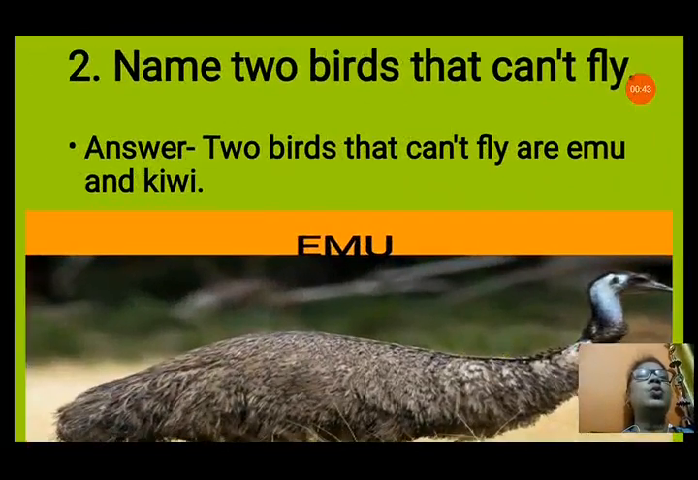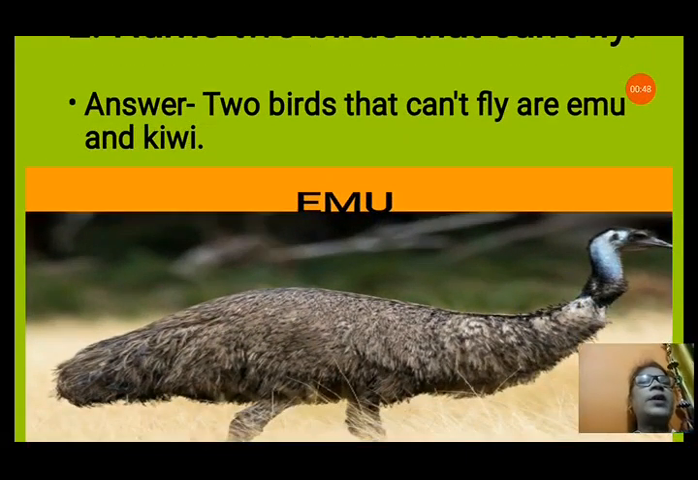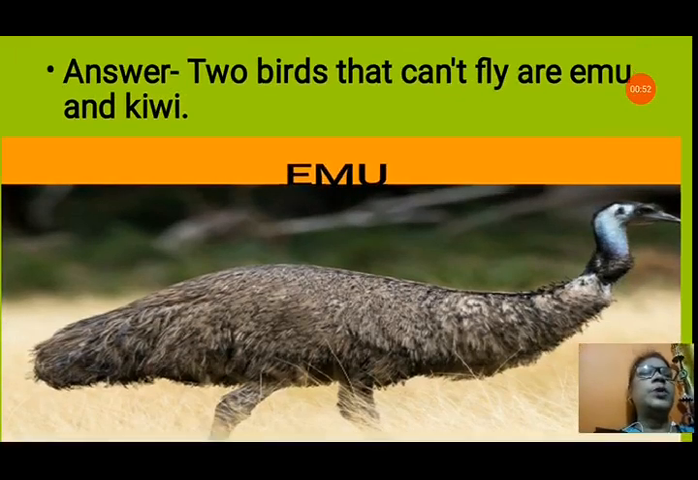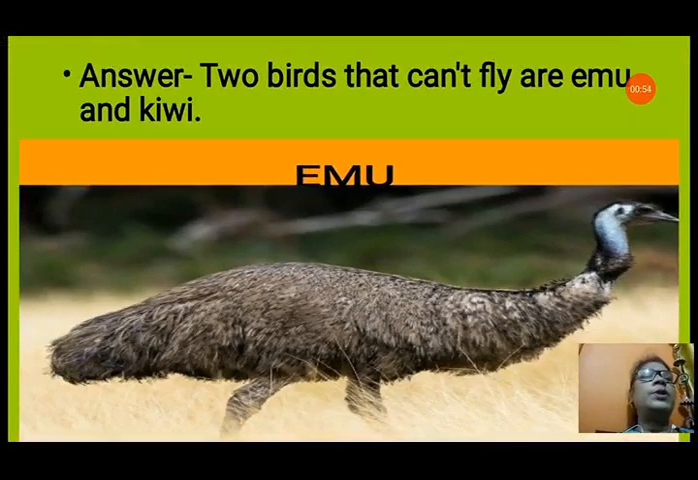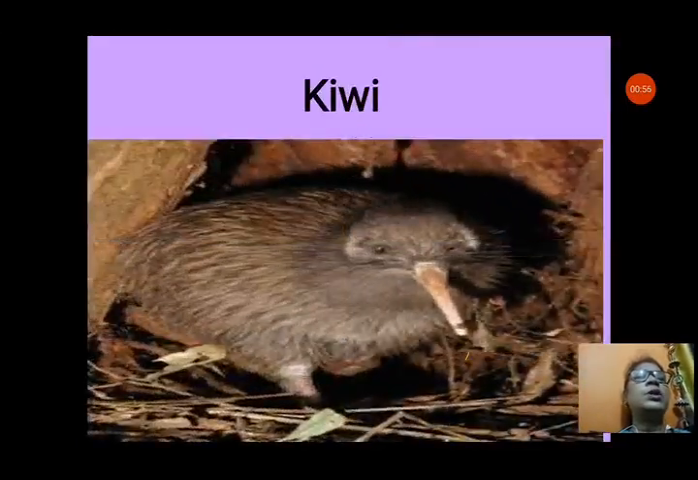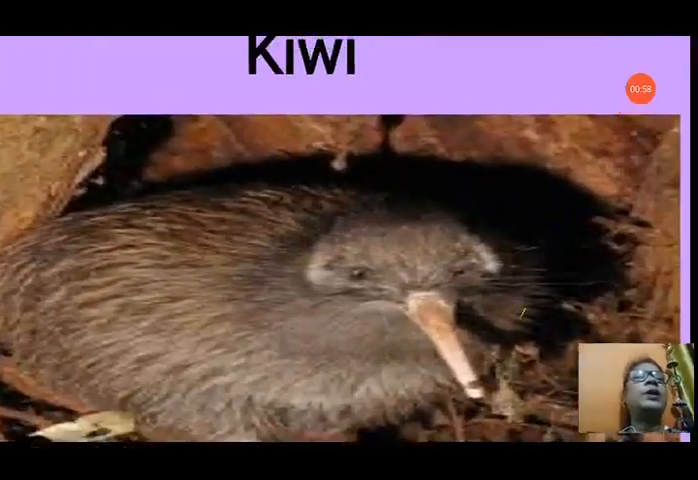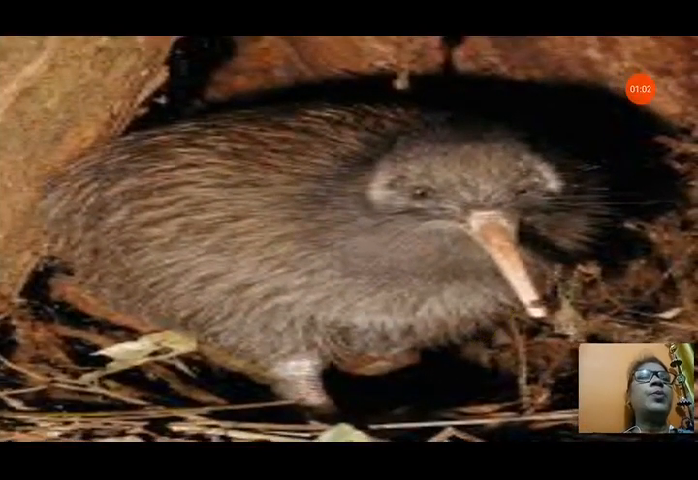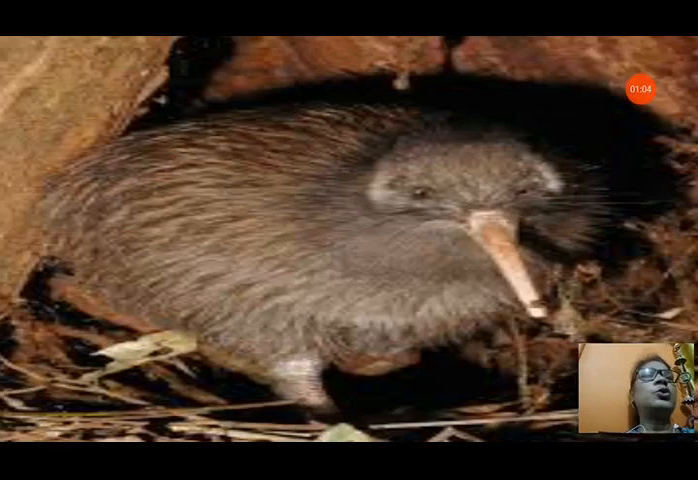Now question number 2, name two birds that can't fly. Two birds that can't fly are emu and kiwi. You can see the picture of the emu on this page, and we will see the picture of the kiwi also. You can see the kiwi, another flightless bird. Their bodies are heavy compared to their short feathers, so they can't fly.